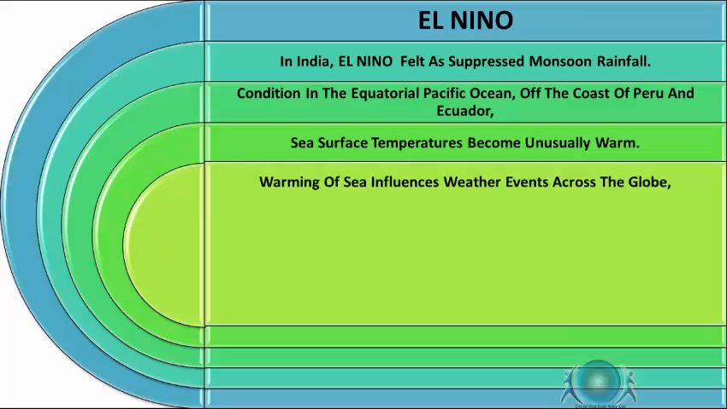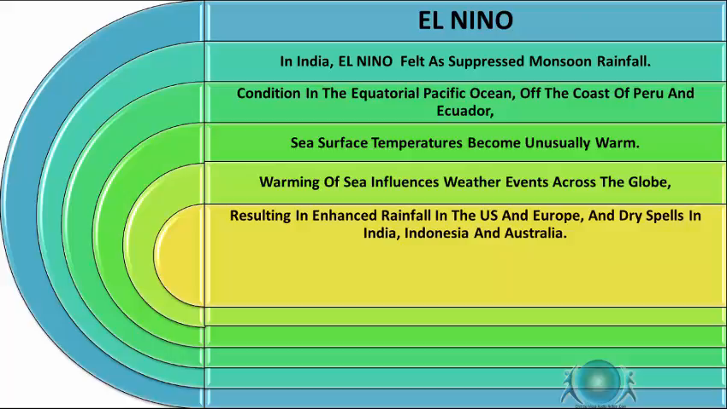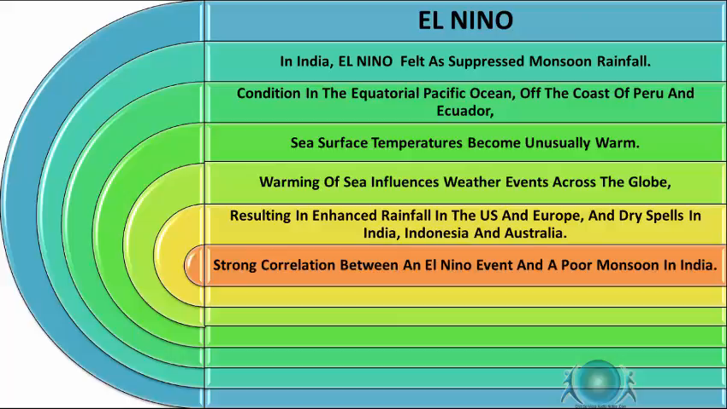And this warming of the sea influences weather events across the globe, resulting in enhanced rainfall in the US and Europe. But it causes dry spells in India, Indonesia and Australia. Therefore, there is a strong correlation between El Nino events and a poor monsoon in India. Now, what has been noticed is that the winters that follow an El Nino event are slightly warmer than usual.